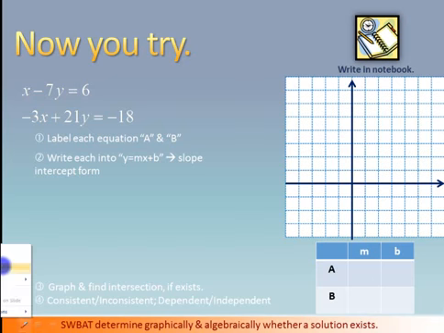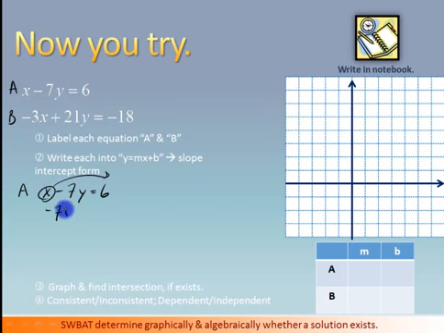Okay, so let me grab a different color again. Go through the same process. First things first, let's label it A and B. Figure out, okay, is it in slope-intercept form? No. So we got to take each one and write it into slope-intercept form. So I'm going to subtract x from both sides. So you have -7y equals -x plus 6. Divide every term. Make sure it's a -7, not a +7. Simplify it. It's 1/7 x minus 6/7.